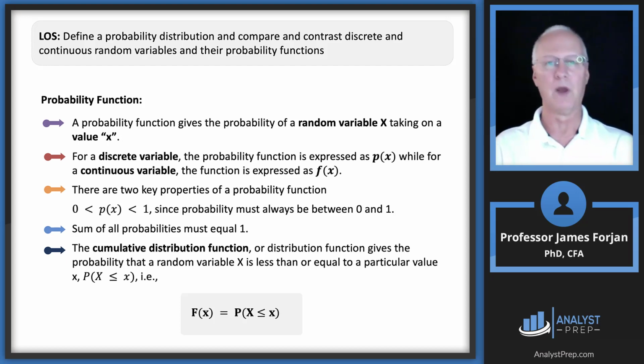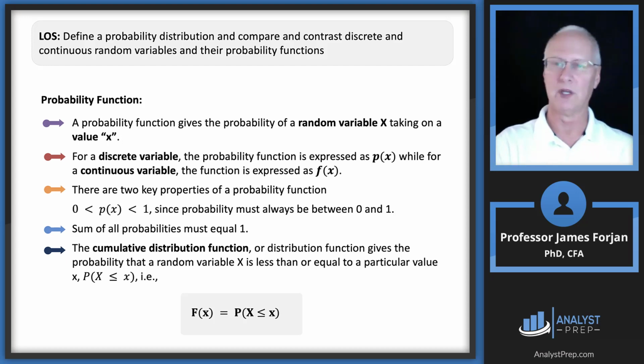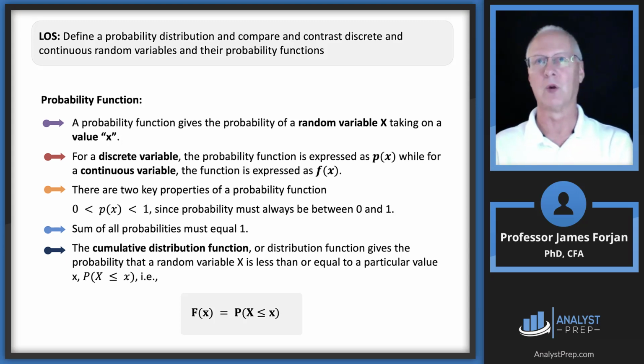Let's go to my simple weather example. It either rains or it doesn't. If the probability that it is going to rain is 20%, then the probability that it doesn't rain is 80%. And there's the notation for the cumulative distribution function.